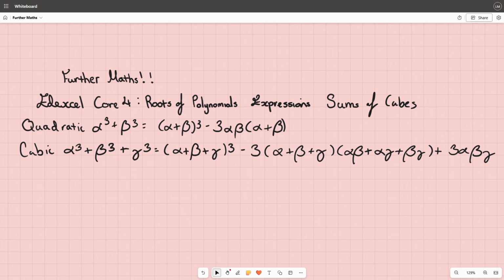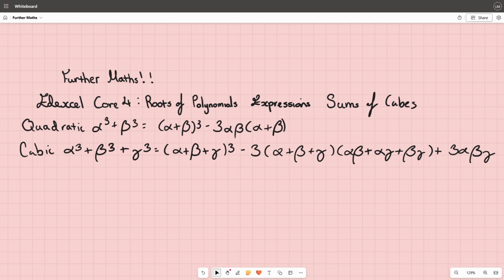Okay, and this is the same thing, but for the sum of cubes. I do want to say before that you don't have to know the sum of cubes for quartic equations, so it's only quadratic and cubic. And you have a similar thing where basically you have to do alpha cubed plus beta cubed plus gamma cubed in the case of cubic.